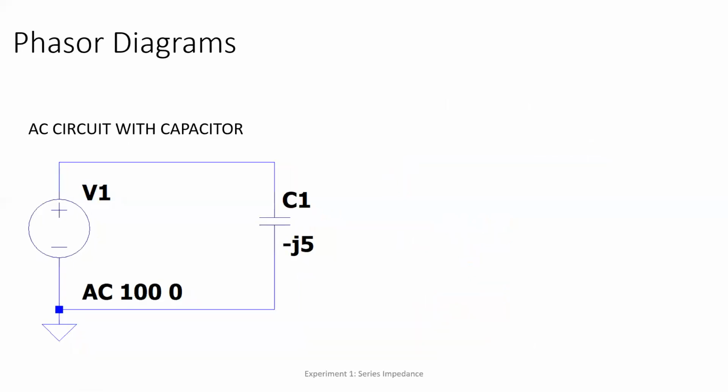Okay, next one is what if, or how will our phasor diagram look like if we have a capacitor in our AC circuit? So we have 100 bar 0 degrees again. This time we have negative J5 for the capacitance. I mean, the reactance of the capacitor. Okay, this is not the capacitance, this is the reactance. The equivalent reactance. Because if it's in capacitance, it will be expressed in farads.